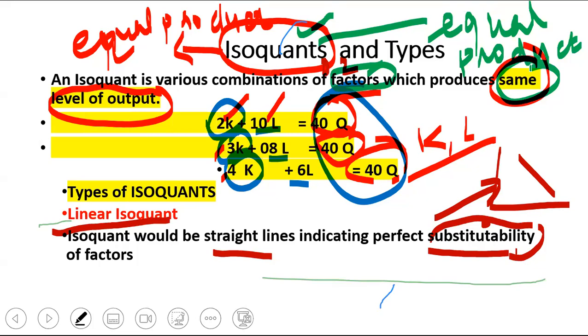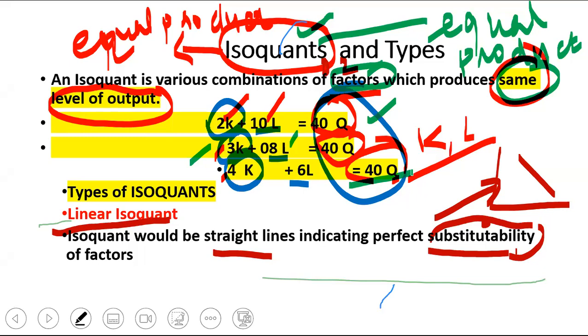Ek example dekho, ye likhna padega. 2K plus 10L: 2 units of capital and 10 units of labor gives 40 units of output. Children, did you understand? Abhi aap idhar dekho, 3 units of capital and 8 units of labor gives 40. That is, output is same. Upar bhi 40 tha, niche bhi 40 hai. 4 units of capital and 6 units of labor gives again the same output. Aap idhar kya dekhte hai? Factor ka combination alag alag hota hai, lekin output is remaining same. First case mein, how many capital producer used? 2. Labor kitna use kiya? 10. So 2K plus 10L gives 40.